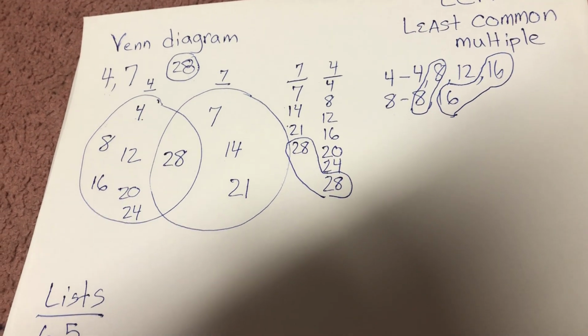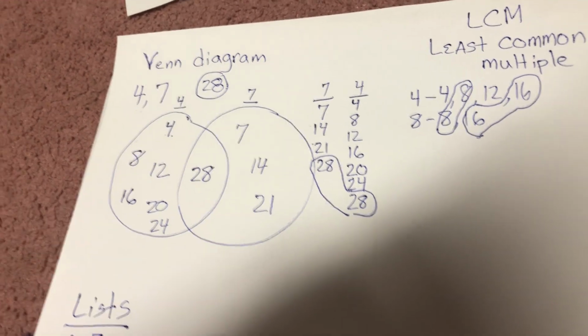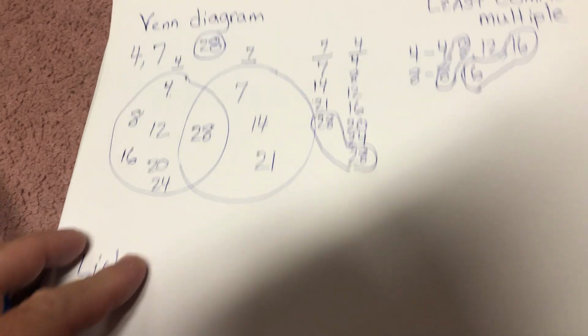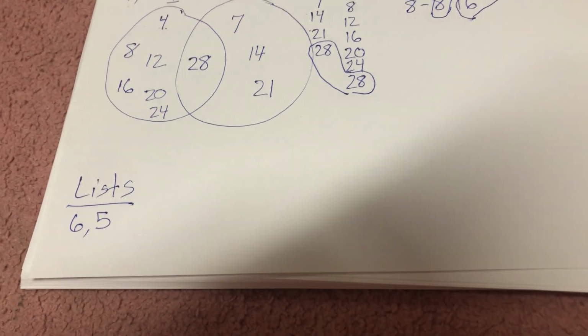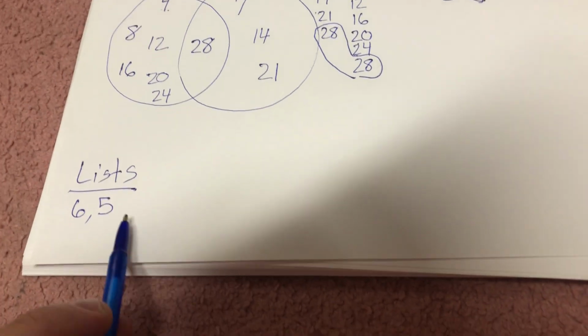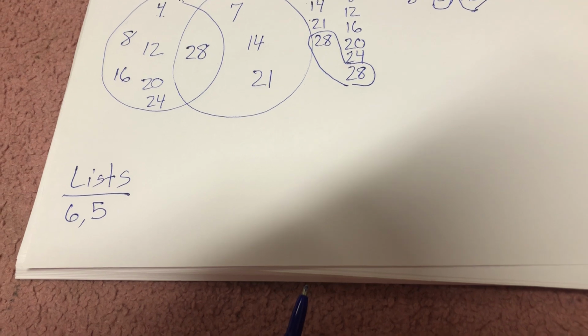And you have created a Venn diagram to find the least common multiple of 4 and 7, which I can assure you is 28. Another way you can find the least common multiple is simply by making a list.